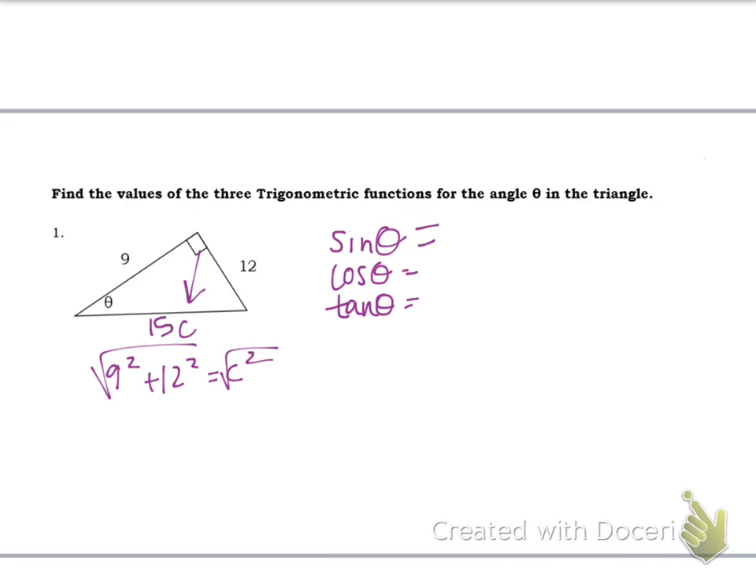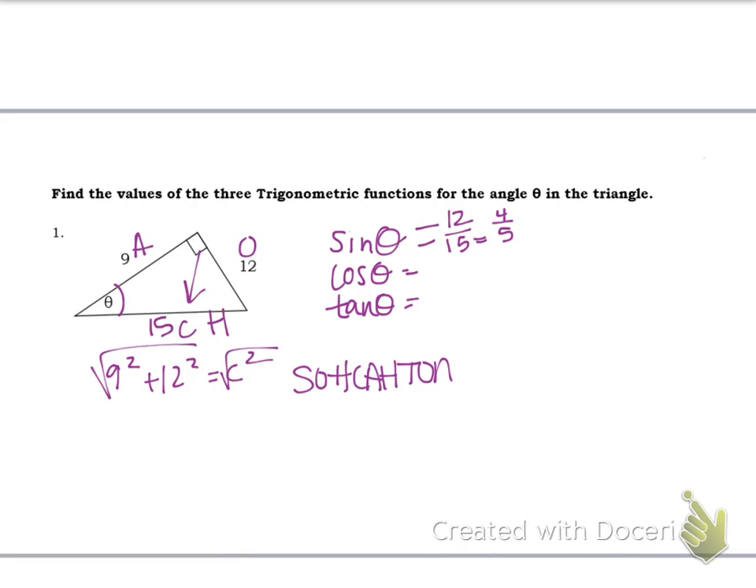Then I label it. I always look at it from my given angle, so theta. So I've got my opposite, adjacent side, hypotenuse. So in my SOHCAHTOA, my sine is O then H, so 12 over 15, which simplifies to 4/5.